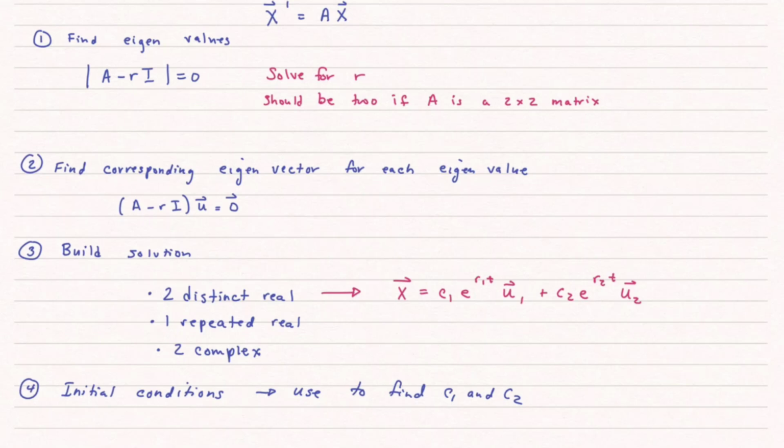Let's do an example from start to finish for solving a system of first-order differential equations. What we'll do is we'll first find the eigenvalues, and we do that by taking the determinant of A minus rI and setting it equal to 0. We then solve for r. We should get two values. We then find the corresponding eigenvector for each eigenvalue, and finally we build the solution. Once we have the solution, we'll use our initial conditions in order to find the C1 and C2.